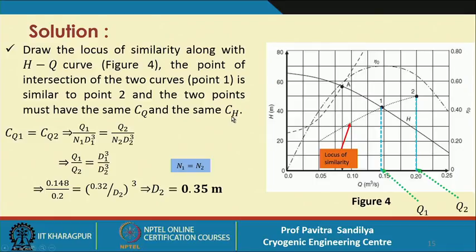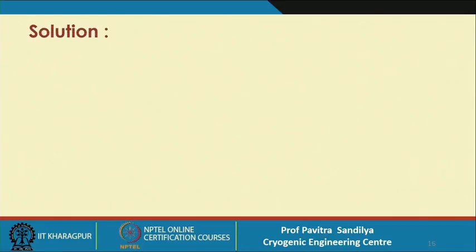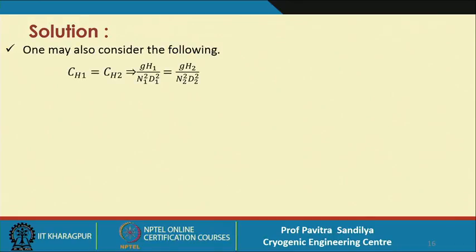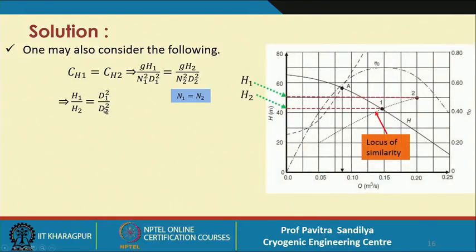Now, you may use the equality of CQ, and you may also use the equality of CH. Both should lead to the same answer, so we can check that also. We put this equality of CH and get this expression, and because N1 is equal to N2, the heads are related to the impeller diameters like this, and again we plot it. Now, instead of reading the Q, we are reading the H values.